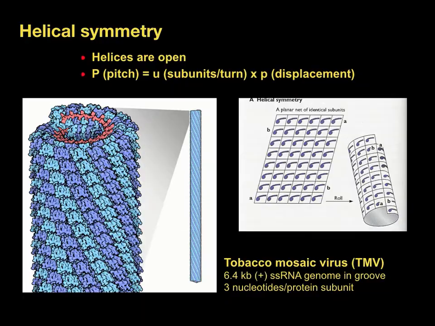Okay, let's look at the helical symmetry. Some viruses can also just arrange all these capsid subunits in a helical fashion. So we have here the nucleic acid in red, and they're gonna sit on top of these proteins that are each of the capsid subunits, and they're gonna form a helix.